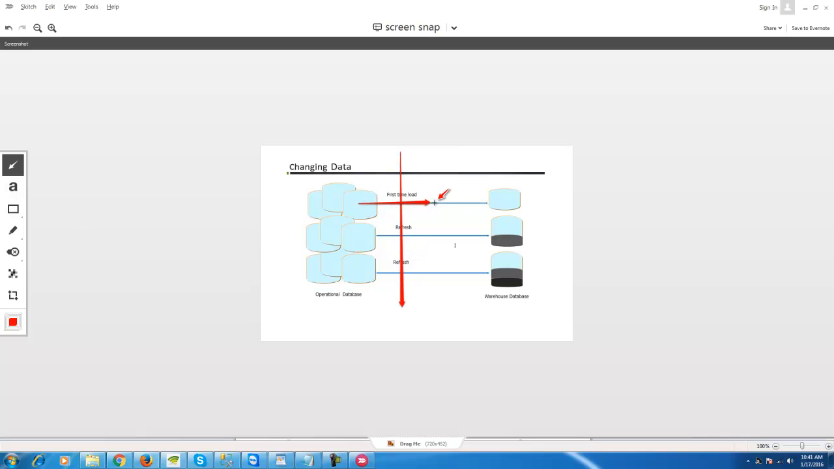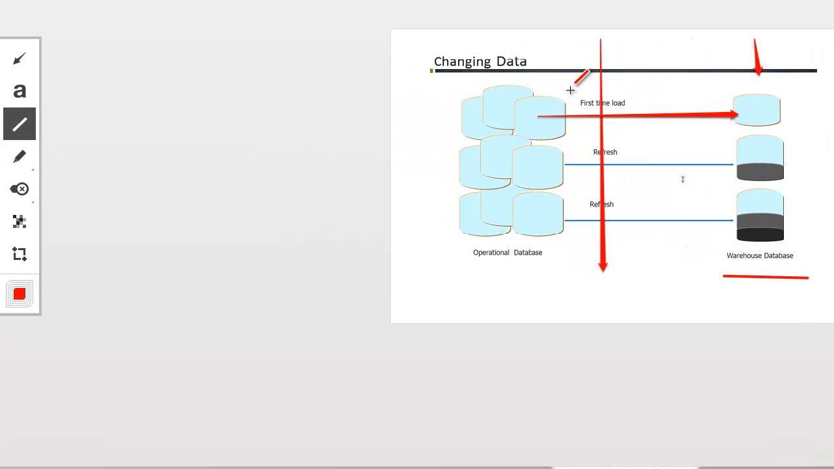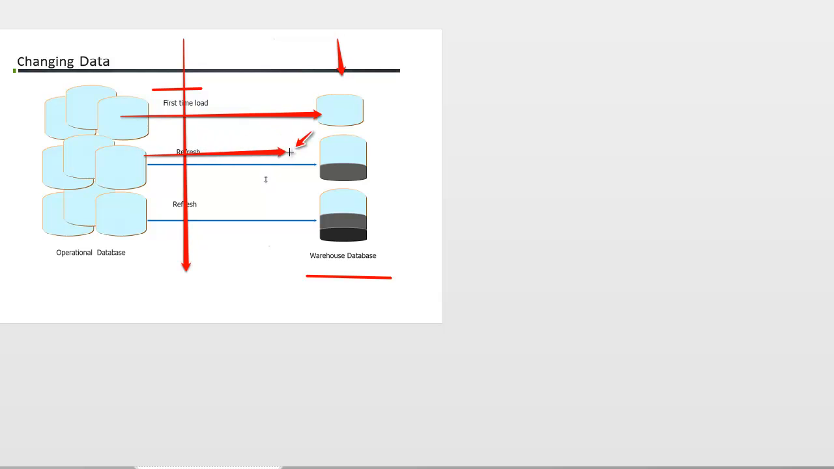The first time load would be a full load into the warehouse. This is my warehouse. So what happens when you try to integrate data across multiple systems? You would first move all the data from here to your warehouse, that is the first time load. And then whenever there is an update or an insert, you would refresh your data warehouse with the additional data, and that is where the refresh comes into the picture.